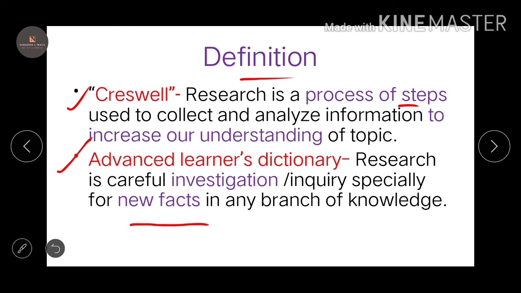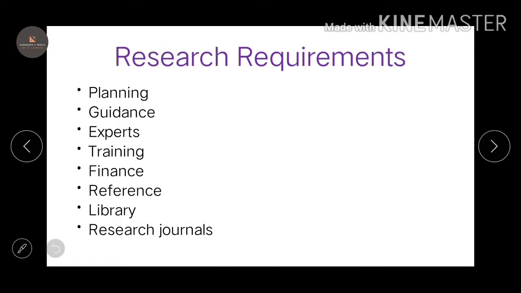Research can be done in any branch or any discipline. It is going to increase the knowledge. Okay. So it is nothing but a careful investigation for new facts in any branch of knowledge. Okay, moving on to the research requirements.